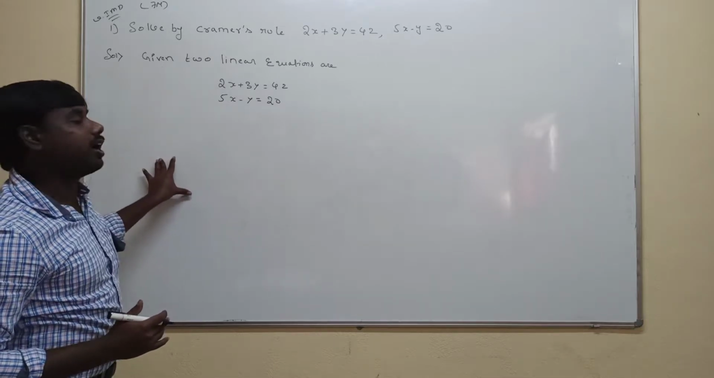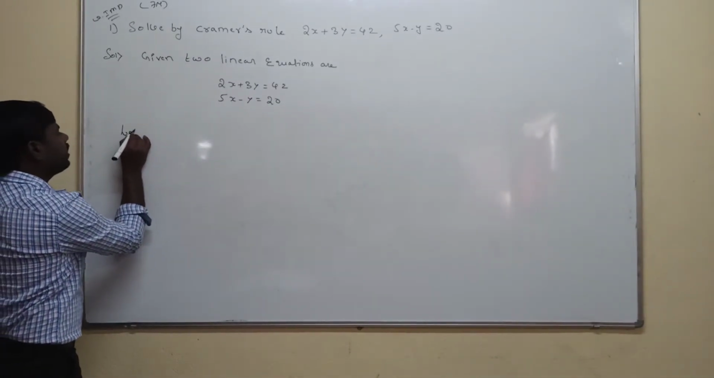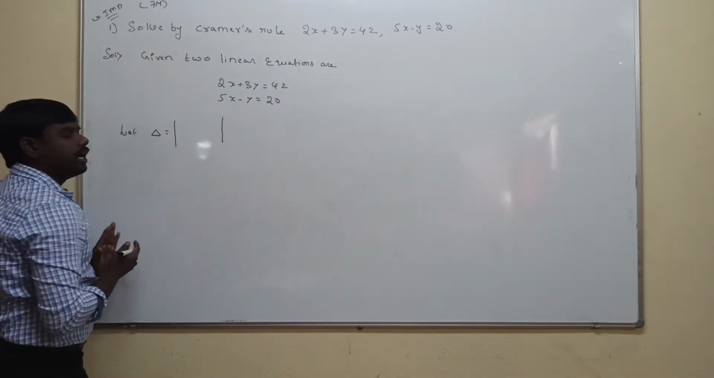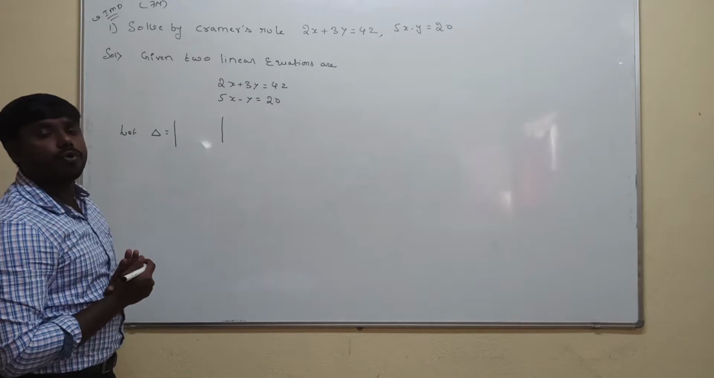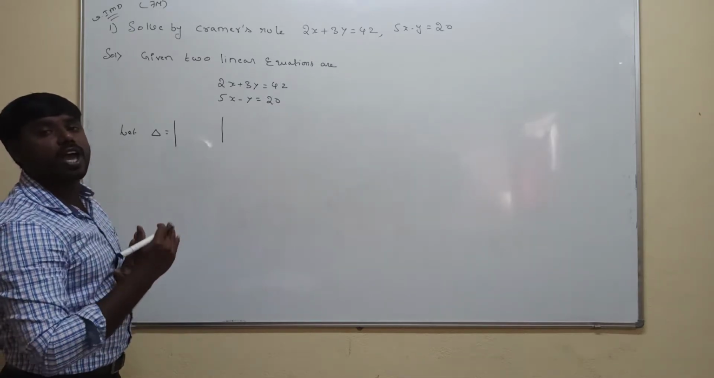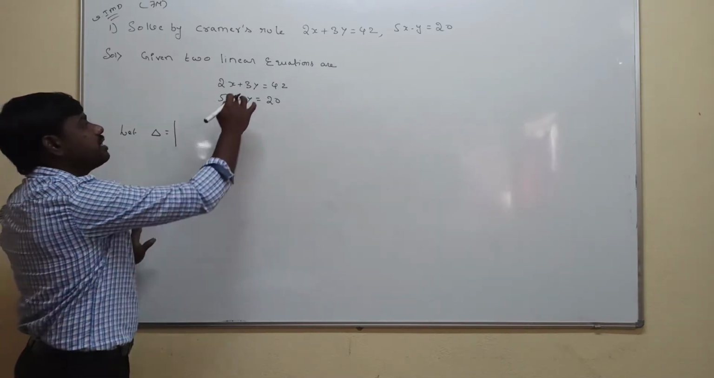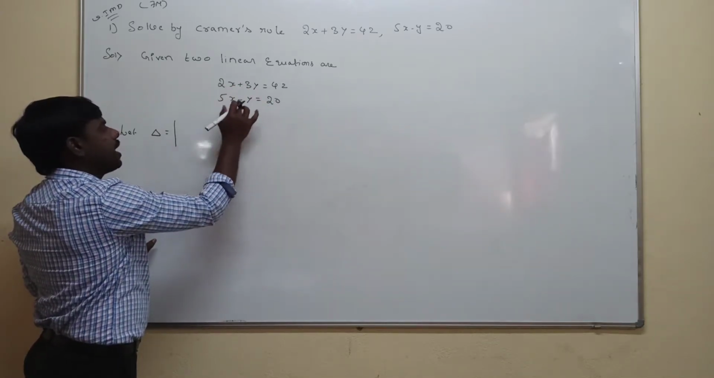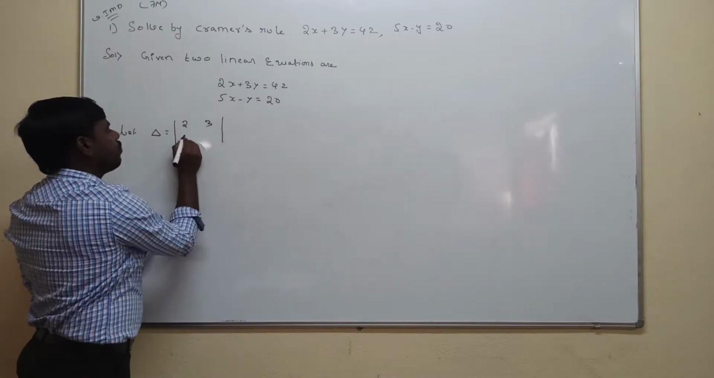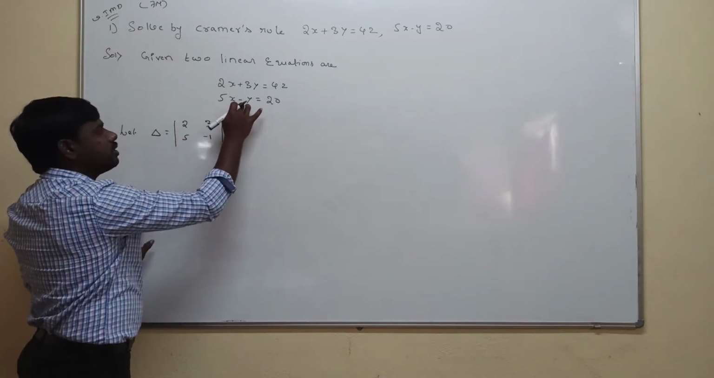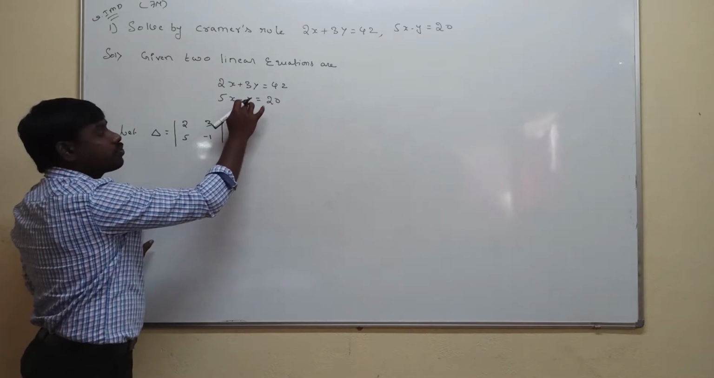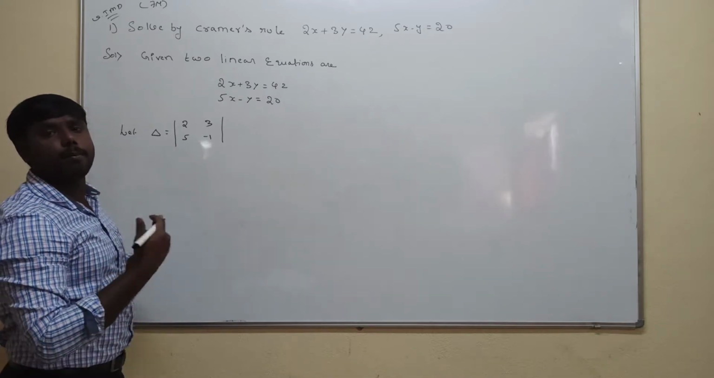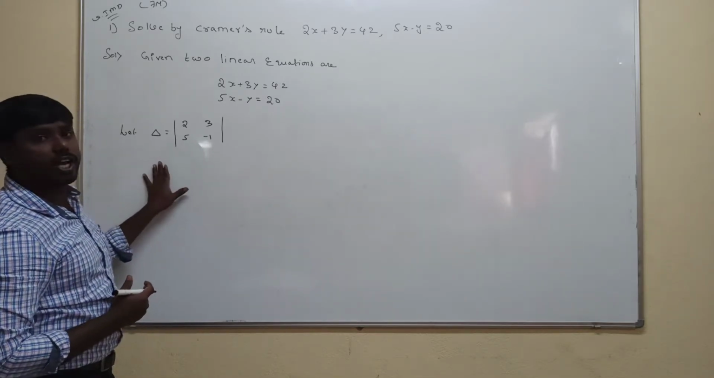Then delta. Let delta be the determinant of the coefficients of x and y in the given equations. In the given equations, what are the x and y coefficient values? 2, 3, 5, minus 1. Minus y means the coefficient is minus 1. The y coefficient value is minus 1, not plus 1, because of what we are assuming as delta.